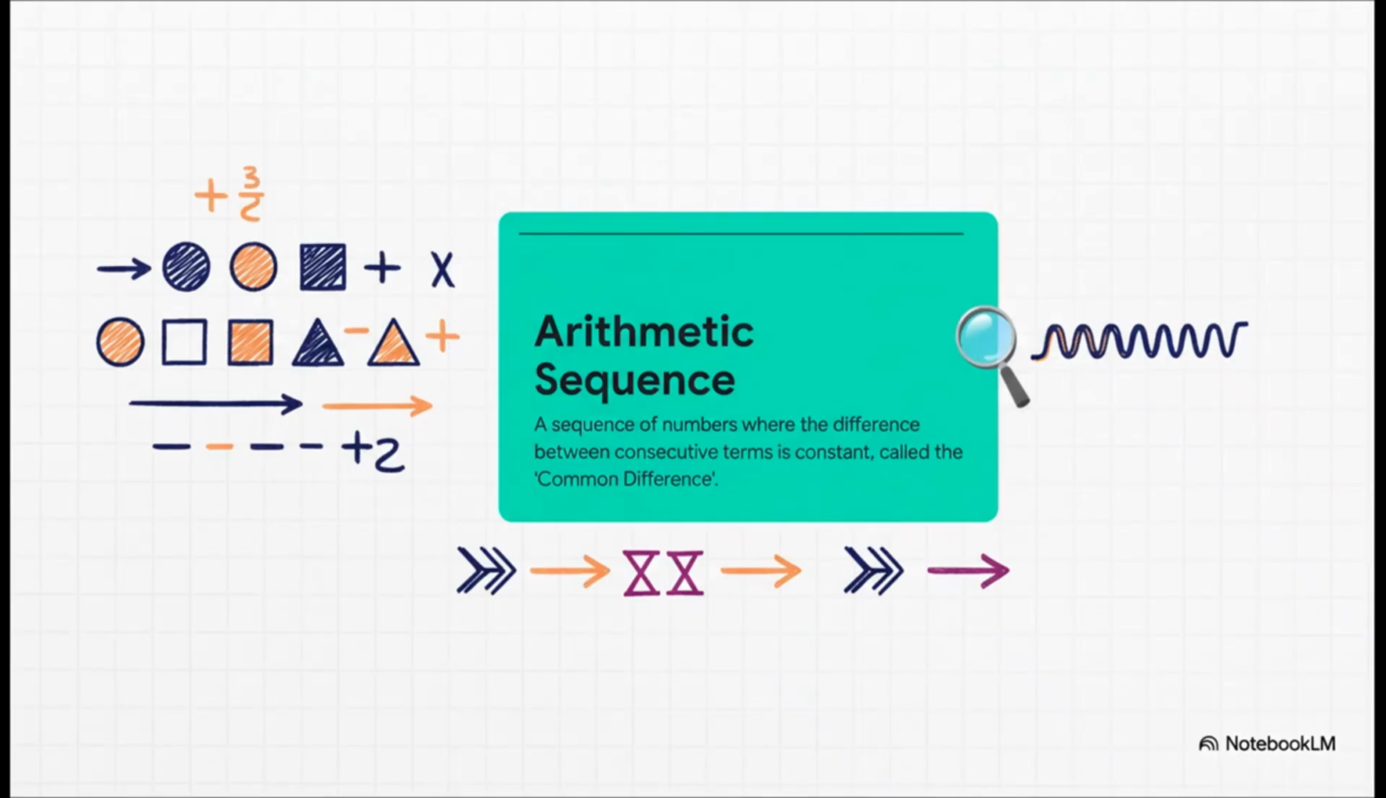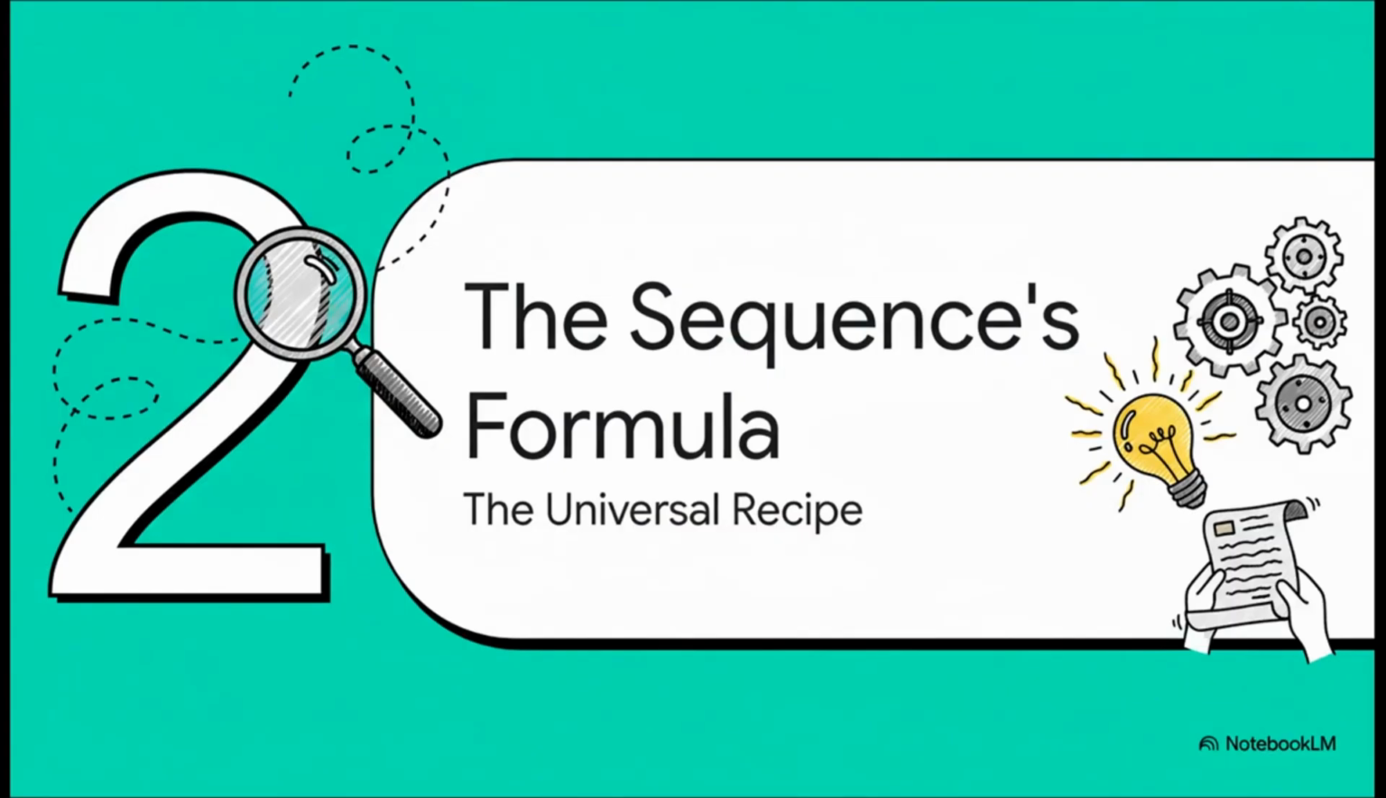Now, this consistent pattern has a formal name. It's an arithmetic sequence. And that step size we just saw, that's called the common difference. The crucial point here is that this constant step is the one defining feature we're looking for. Okay, so now we can spot them. But how can we describe any term in these sequences without having to write them all out?